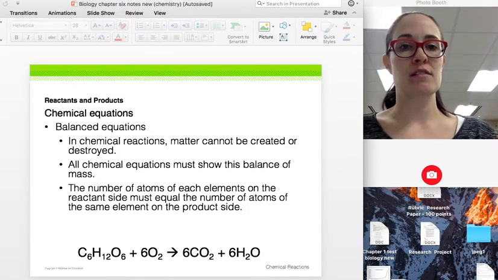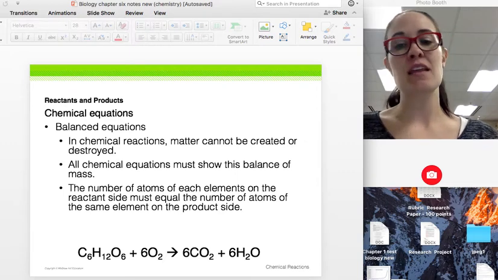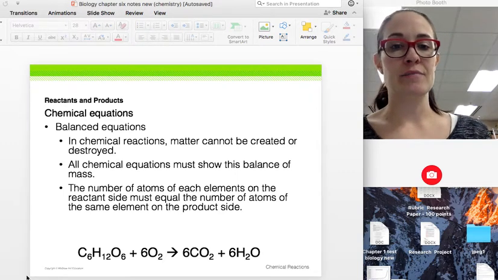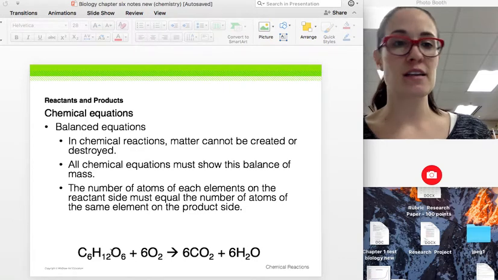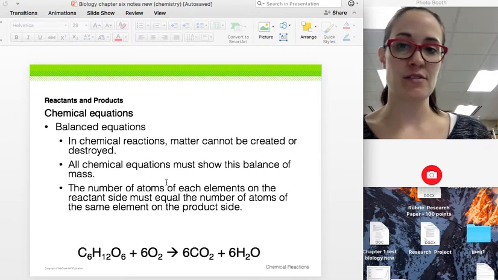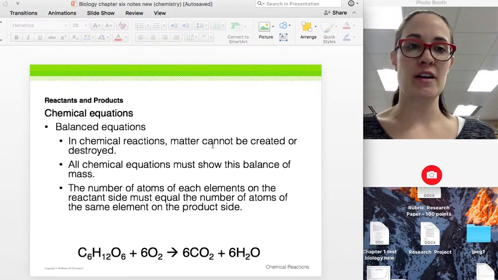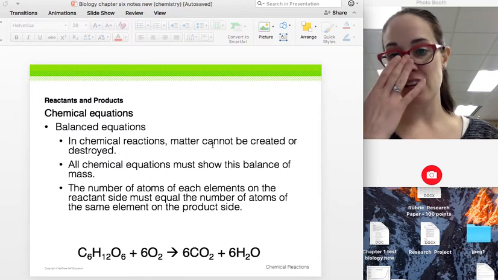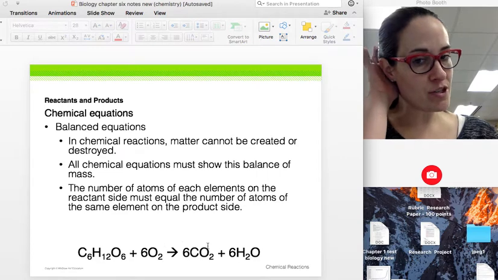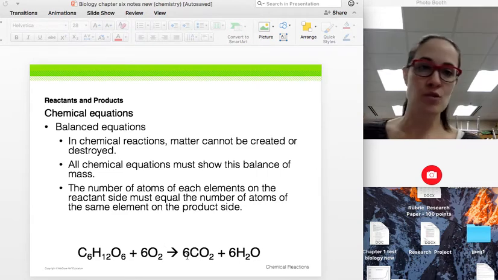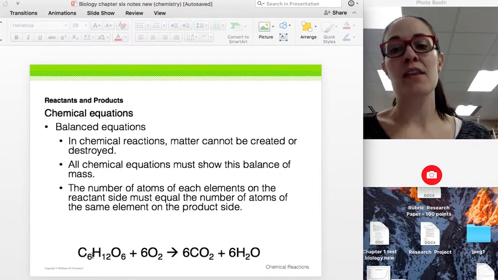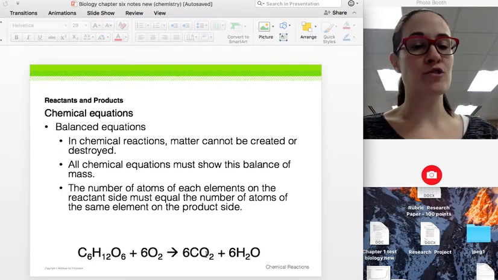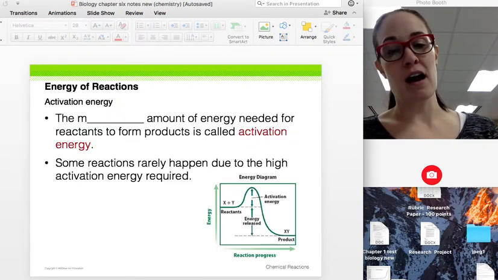Chemical equations do need to be balanced, meaning the number of atoms on one side needs to equal the atoms on the other side, because matter cannot be created or destroyed. It can change forms, change different molecules, but this side number should equal this side. So if you count it out, which you should, the number of carbons on this side of the arrow should equal the number of carbons on the other side of the arrow.